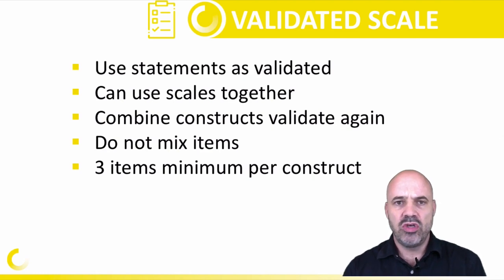When you use a validated scale, make sure there are at least 3 items per construct, because sometimes people validate it but there are not 3 items per construct. The minimum required is 3 items per construct in order to calculate the scale, and in structural equation modeling 3 is the minimum. There are references for that.